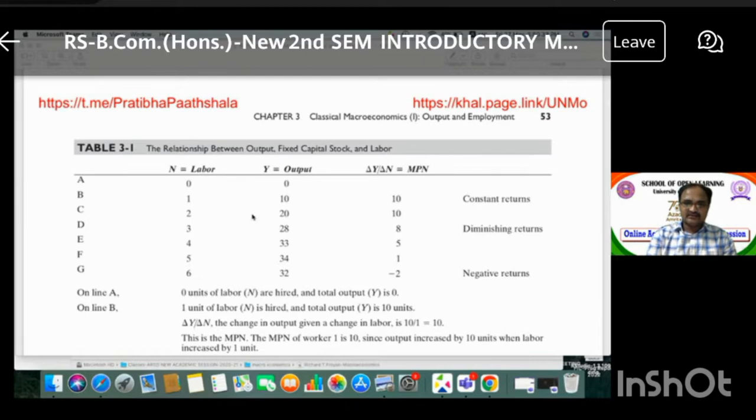And the third labor; so let's look at the second labor. The second labor can produce 20 units of output. Okay? So what is the difference?